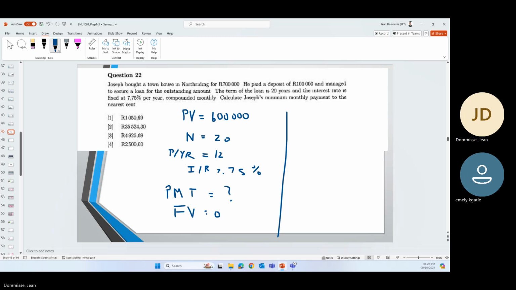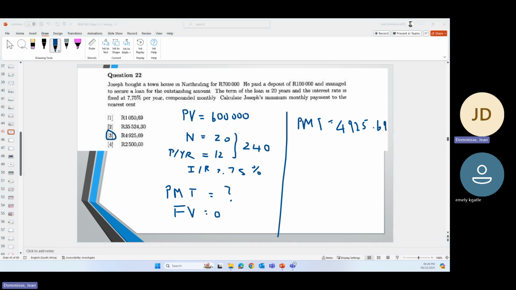So that is 240 periods. And then the interest rate is 7.75. So if I then work out my PMT, I get a value of 4925.69. Let's see if it is there. So luckily our answer is there.